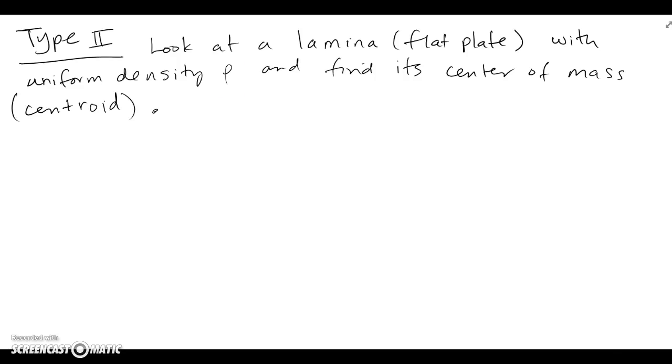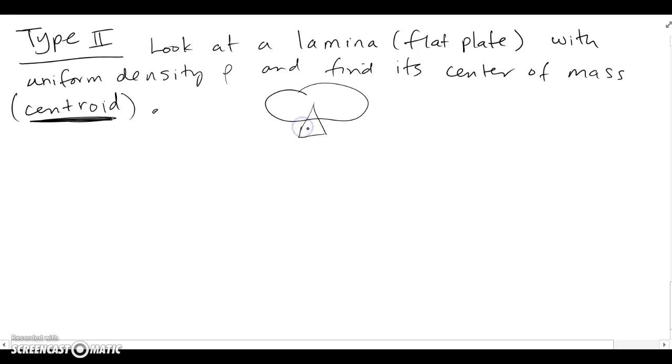Okay, so for type 2, we're going to look at a lamina or flat plate that has uniform density rho, and our goal is to find its center of mass, called the centroid. So basically we have a flat plate as such, and we want to think of where would we place the fulcrum to find its center of mass so the thing balances on it, and it has uniform density rho.